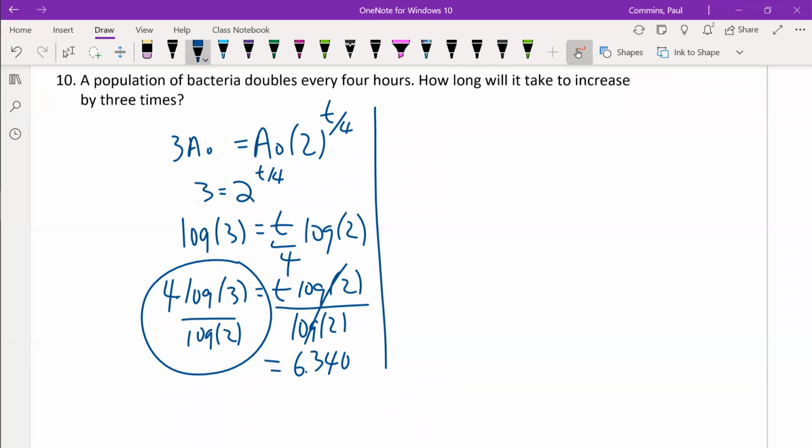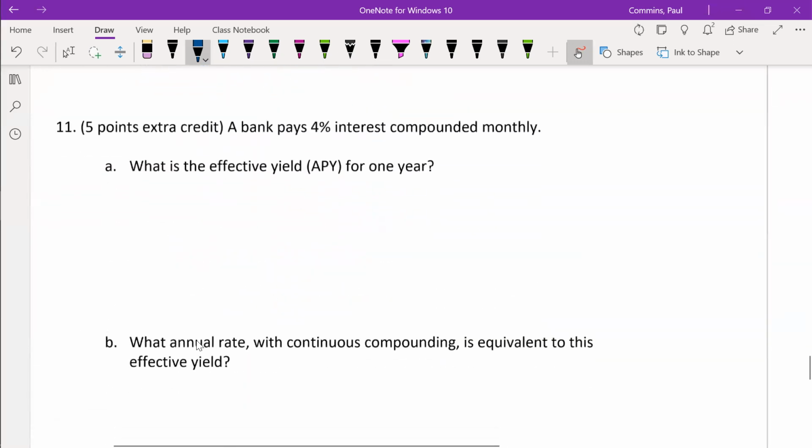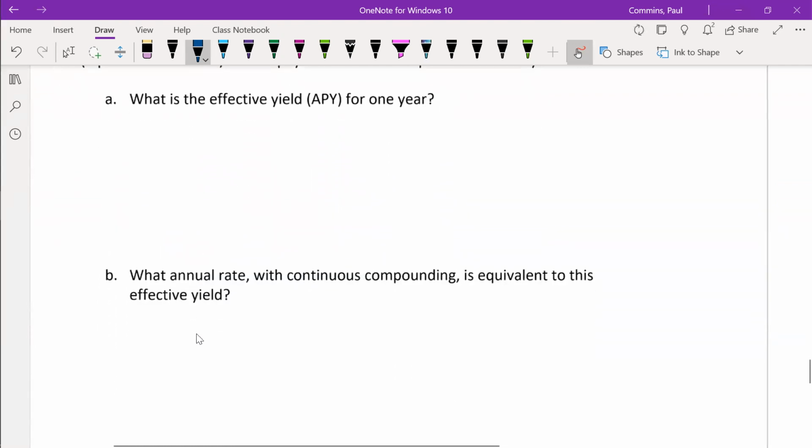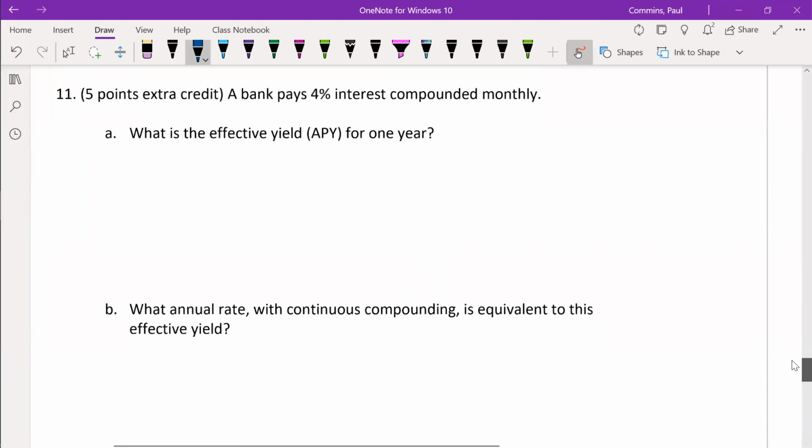Only times 4 hours, 3 times, that would seem like a reasonable number. It's certainly more than 4. For 11, effective yield is in order to get through the smoke screen of different compounding periods, banks were forced to tell you exactly what happens to $1 in 1 year.